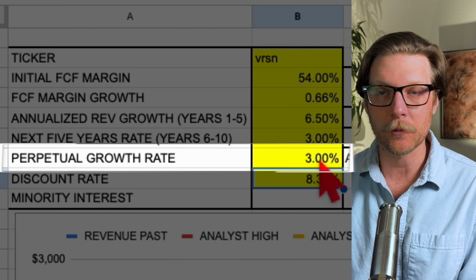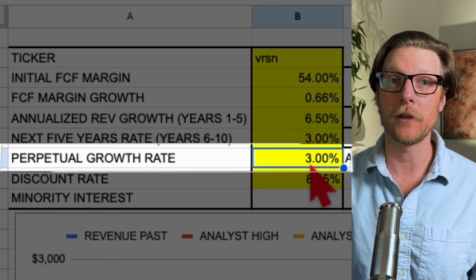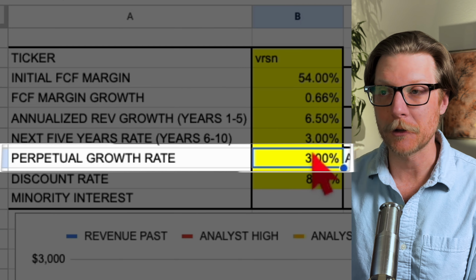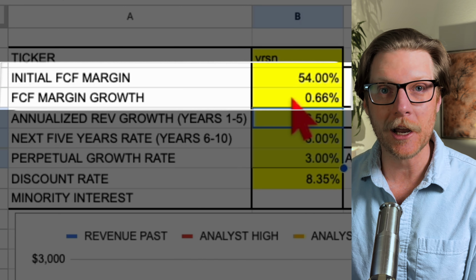So the final revenue assumption is the perpetual growth rate. Once again, I'm choosing a value roughly equal to inflation. You cannot have a perpetual growth rate greater than inflation. Otherwise, this company would gobble up the entire economy eventually. So obviously that's not going to happen. So we have a 3% perpetual growth rate. These are all of my revenue assumptions right here. Now for the free cash flow margin.